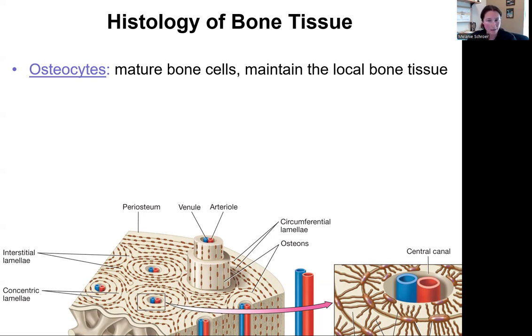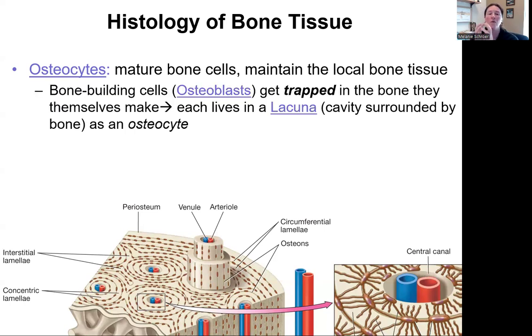They essentially get trapped during the process of building the bone, and they live there for the rest of their lives, nourishing the bone and maintaining homeostasis within them. The little holes that they're in are called a lacuna for singular, add an E for plural. So again, a cavity that's surrounded by the bone.